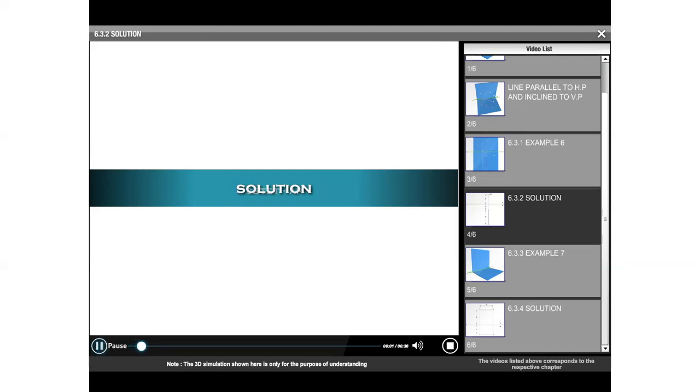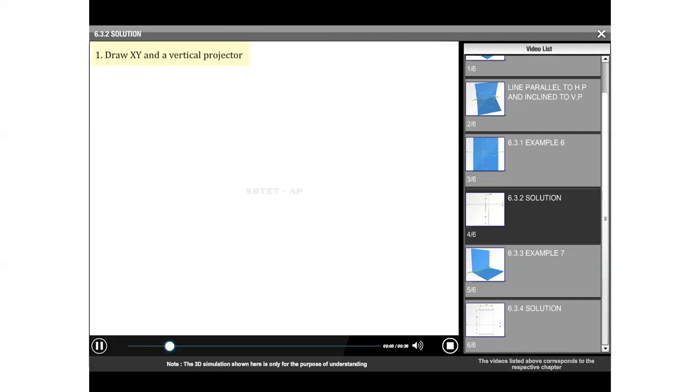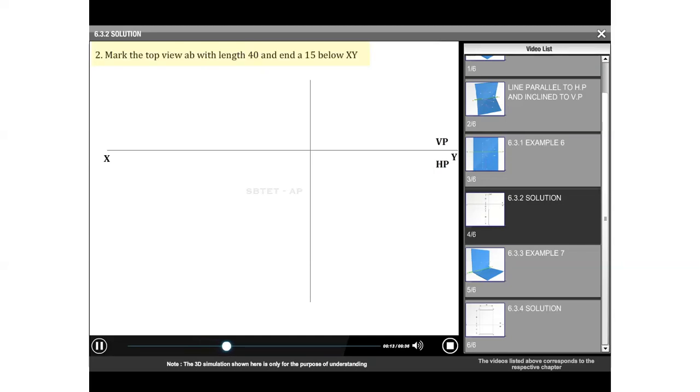Solution to example problem 6. Draw the XY line and a vertical projector. Mark the top view AB with length 40 mm and end A 15 mm below XY. Mark the front view as a point 25 mm above the XY line.